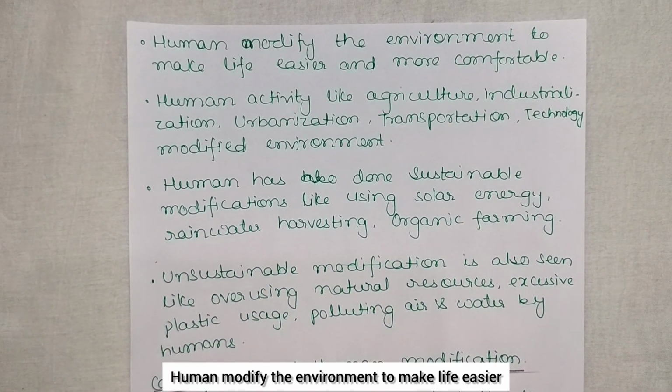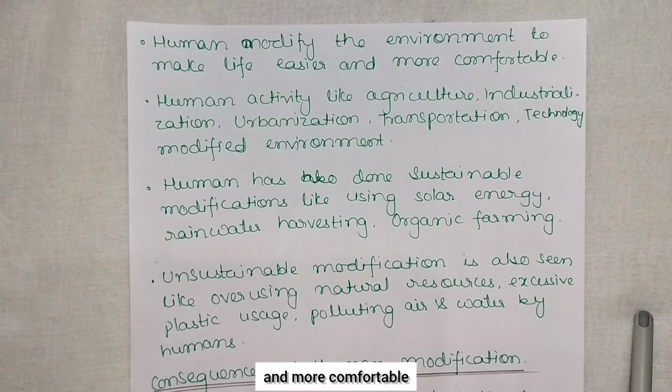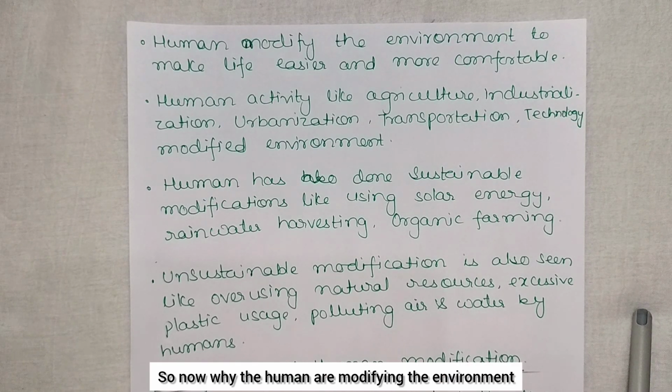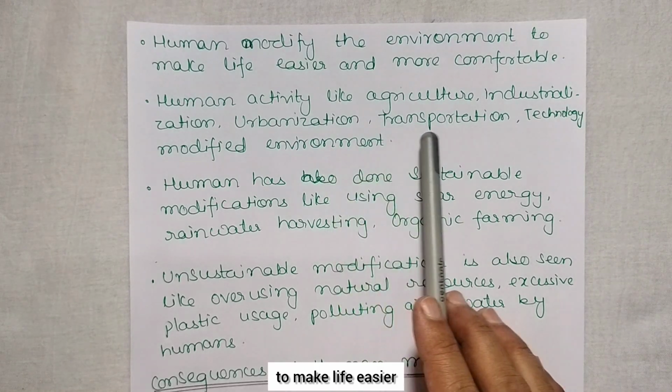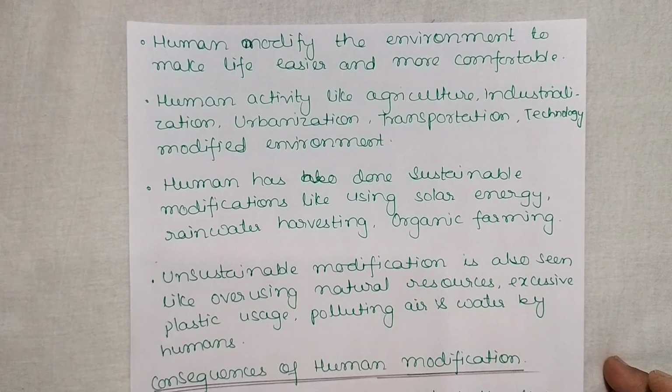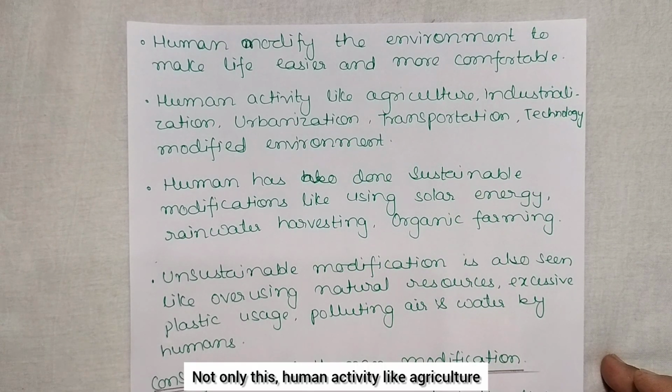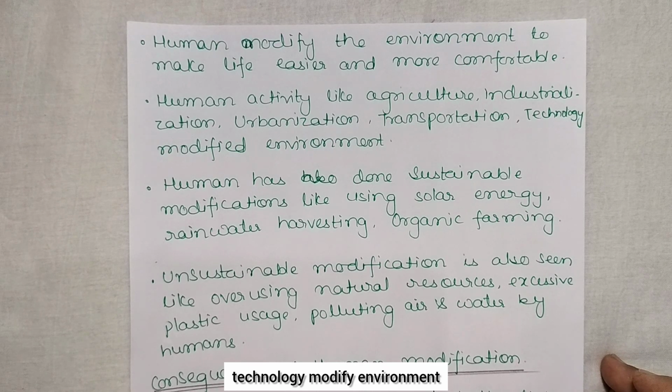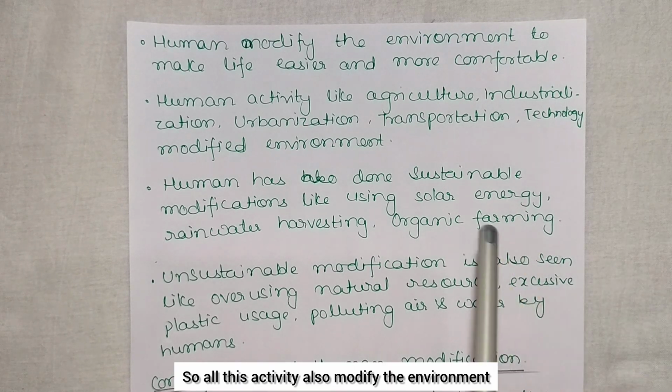Humans modify the environment to make life easier and more comfortable. So why are humans modifying the environment? To make life easier and more comfortable. Not only this, human activities like agriculture, industrialization, urbanization, transportation and technology also modify the environment.